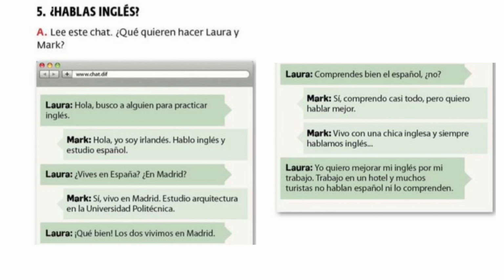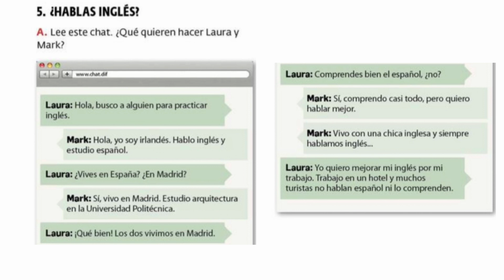Okay, so Laura: Hola, busco a alguien para practicar inglés. Hi, I'm looking for someone to practice English. Mark: Hola, yo soy irlandés. Hablo inglés y estudio español. What does it mean? Hi, I am Irish and I speak English and I study Spanish. Laura: ¿vives en España, en Madrid? Do you live in Spain, in Madrid? Mark says, sí, vivo en Madrid, estudio arquitectura en la Universidad Politécnica. Yes, I live in Madrid, I study architecture at the Universidad Politécnica.